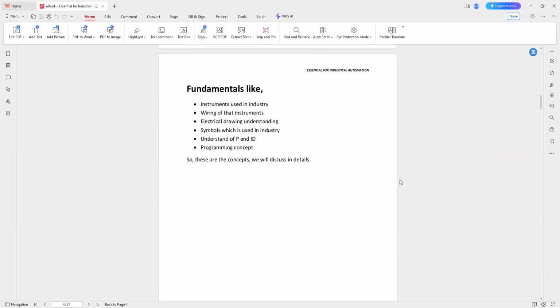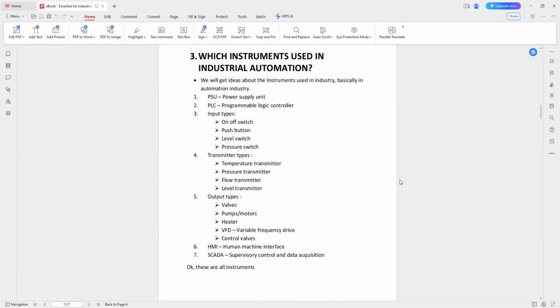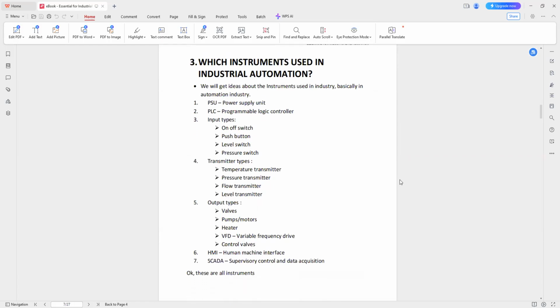Now, this is very much important. Which instruments are used in industrial automation? Can you tell me what you experienced in your job, which kind of instruments you observe during your job work? It can be a transmitter, it can be a PLC, it can be a power supply unit. Which kind of instruments are you observing in your job?